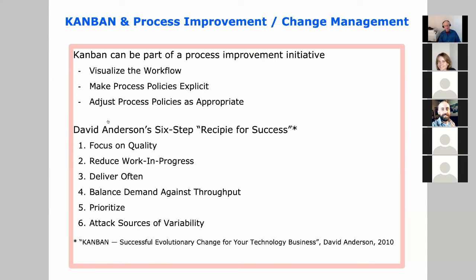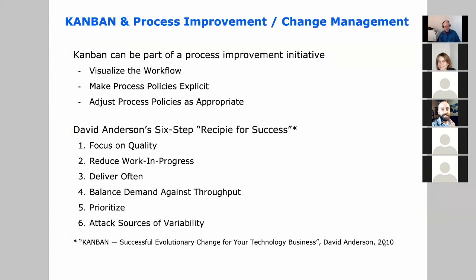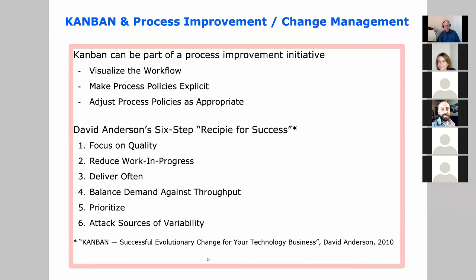And there's a book talking about all of this by a guy named David Anderson. It's called Kanban, Successful Evolutionary Change for Your Technology Business, published in 2010. Very, very good book on Kanban. And he does an excellent job of not only describing how it works, but talking about how it helps strategically within an organization. So he does a great job of talking about the business perspective also.